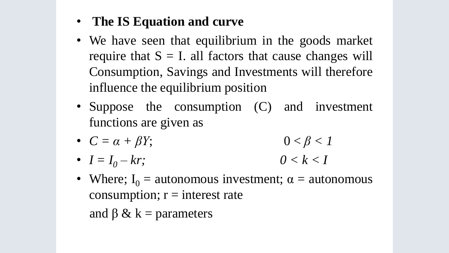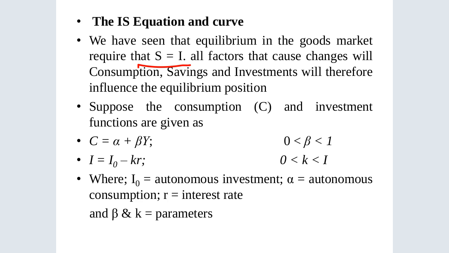That is the investment savings. Now, let's see how we can derive the IS equation, that is the investment savings equation, and the curve. We have seen that equilibrium in the goods market requires that savings equals investment. And the other factors that cause changes in consumption, savings, and investment will therefore influence the equilibrium position.